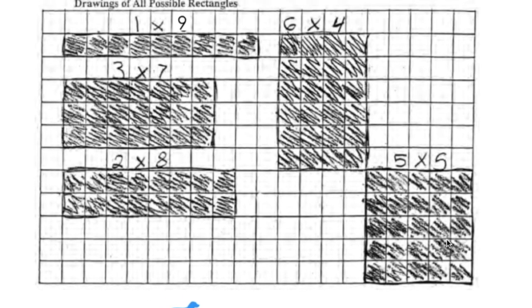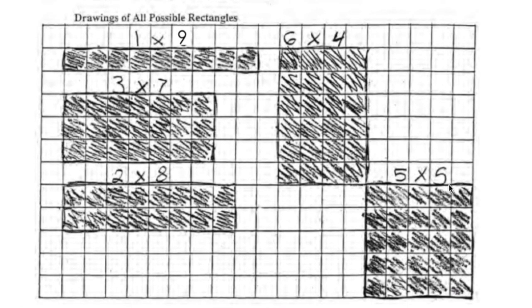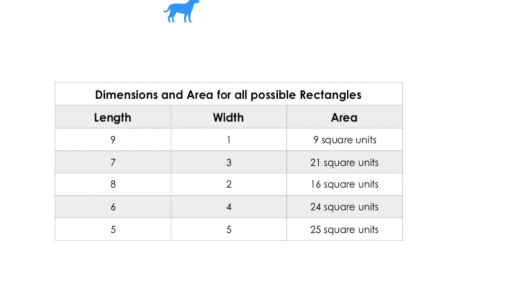Now I have the fencing available. I have 20 units of fencing, so I can make any of these shapes. However, I am wanting my dog to be able to run in a larger space. So I might choose this great shape over here, this square, because it will give me the largest amount of area for my dog to run in, as you can see by the math we've done here.